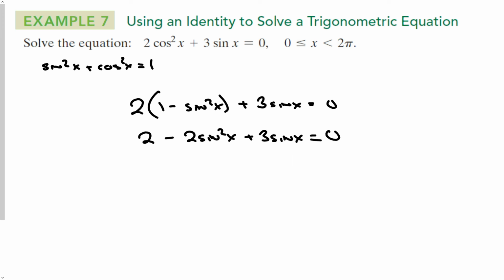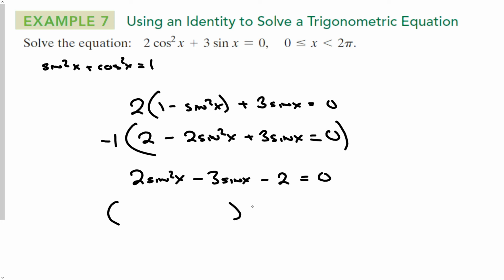Maybe you should multiply this entire equation, both sides, by -1 and rearrange the terms. So this turns into a positive 2 sine squared x, a minus 3 sine x, and a minus 2. Setting that equal to 0 allows me to now factor it just like a quadratic term.